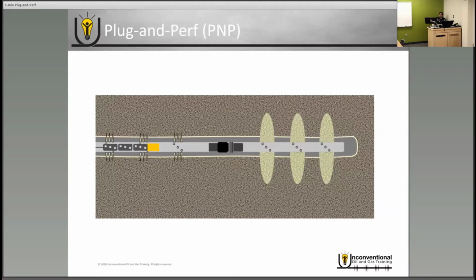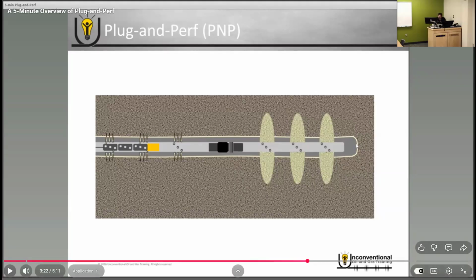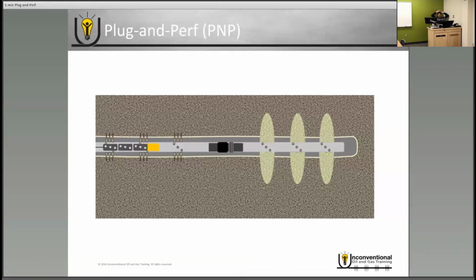Remember when I told you the toe of the lateral is this part that we see here. If you see my mouse, that's the toe. And the heel is down to the left at the beginning. So you go from the toe all the way to the heel, and so on.